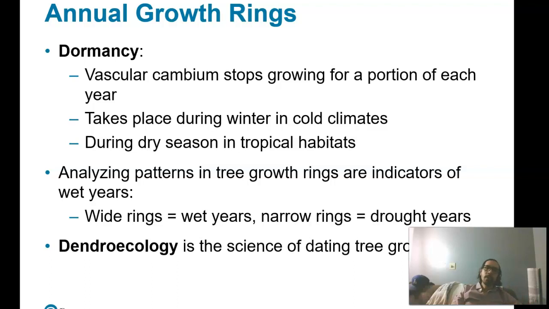You can also see dormancy. The vascular cambium will stop growing for a portion of each year. This takes place during winter in cold climates or during the dry season in tropical habitats. You can look at the patterns in tree growth rings as indicators of wet years, because wide rings indicate wet years, and narrow rings indicate drought years.